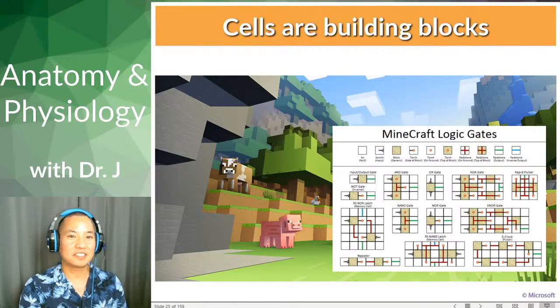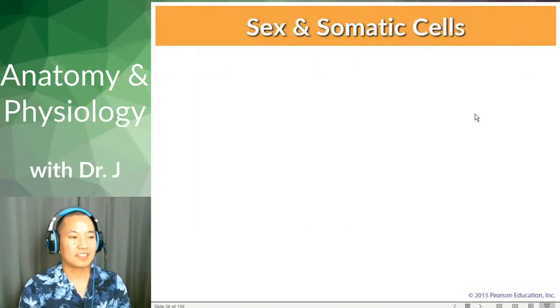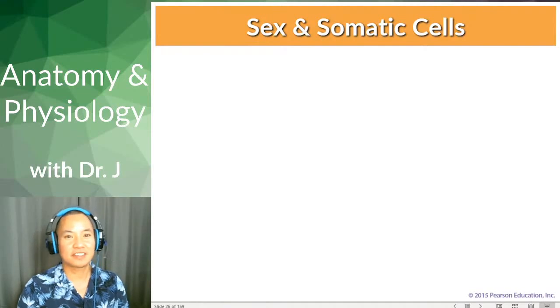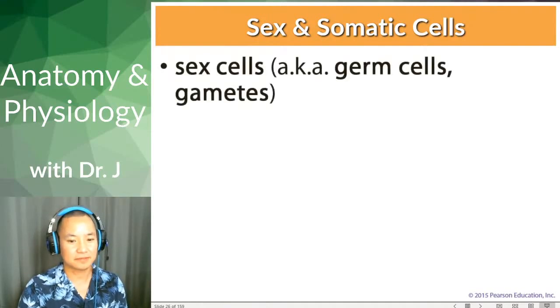So your organs and tissues are not made out of just one type of cell. Sometimes you have multiple types of cells that work together to carry out the overall function of that tissue or organ. So let's talk about two broad categories of cells. They're either a sex cell or a somatic cell.